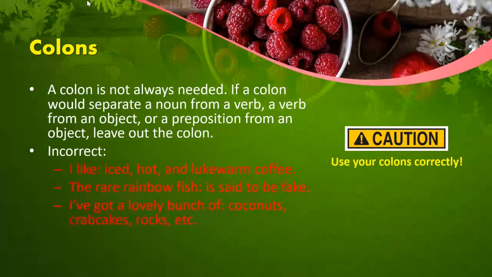I've got a lovely bunch of: coconuts, crab cakes, rocks, etc. This final example is also incorrect because the preposition of is being separated from the objects coconuts, crab cakes, and rocks. Careful when using colons to avoid these common pitfalls.